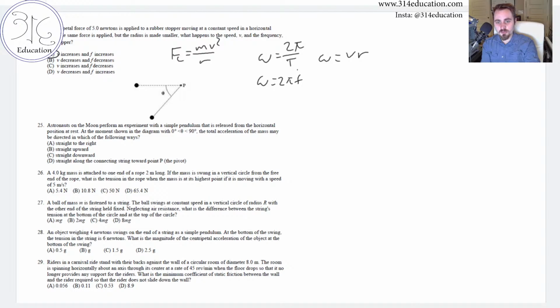25, we're told astronauts on the moon perform an experiment with a simple pendulum that is released from the horizontal position at rest. At the moment shown in the diagram, when theta is between 0 and 90 degrees, the total acceleration of the mass may be directed in which of the following ways?